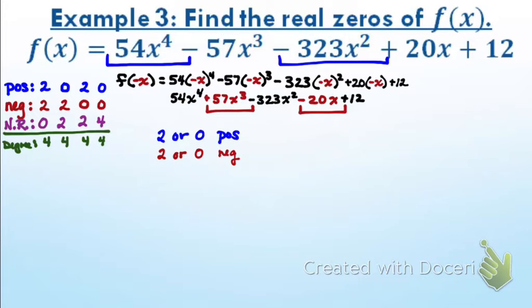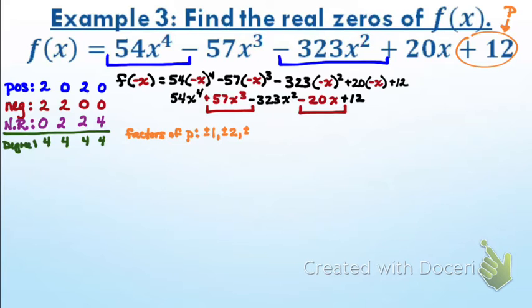So I know possible positives, possible negatives. It's time for some P and Q so that we have a good idea of what types of numbers to begin trying. So I need factors of P. What is P? 12. 12 has a lot of factors. Tell me everything you know that goes into 12. 1, 2, 3, 4, 6, and 12. So plus or minus on all of those.